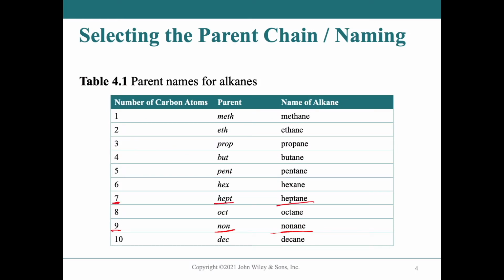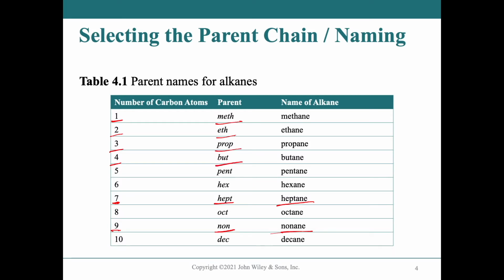Hept and heptane. The first 4 of these, 1 carbon, 2 carbons, 3 carbons, and 4 carbons, are the only 4 that sound kind of different. One means methyl, or meth. Two means eth or ethyl. Three means prop or propyl.